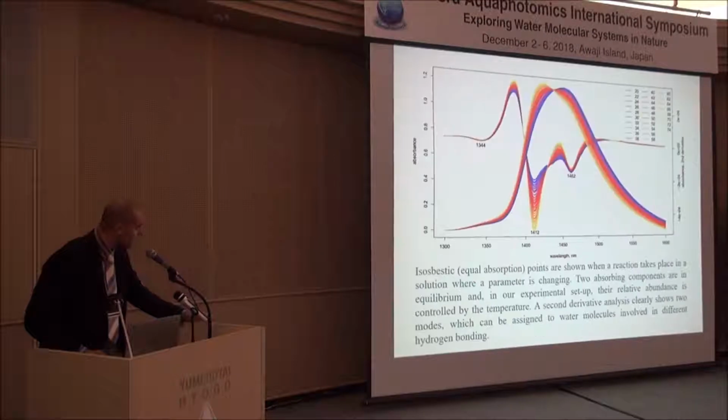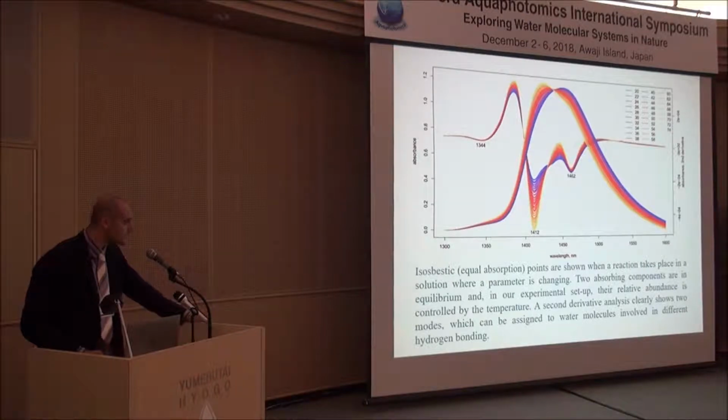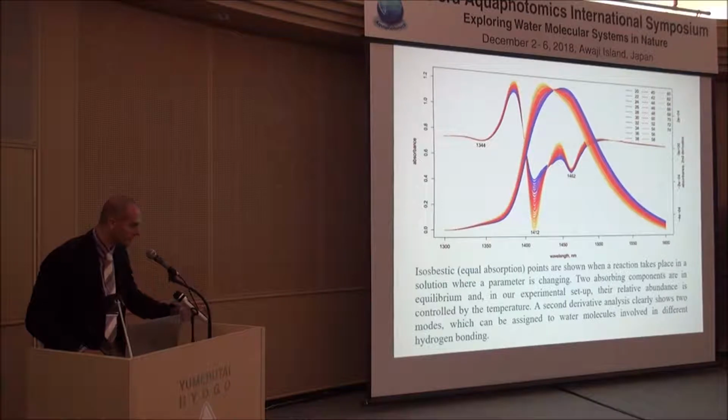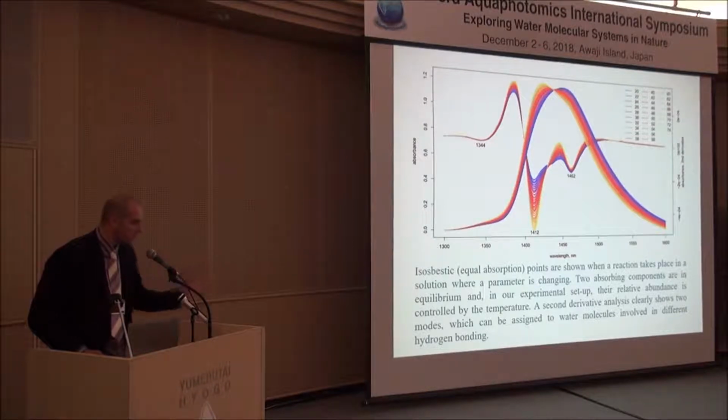Very quickly, we acquired the spectra at several temperatures, and we made the second derivative just to resolve the two main peaks that witness the existence of two kinds of oscillators in the system. As you can notice, we have an isosbestic behavior that tells us that there are two species that change their ratio as a function of the perturbation.